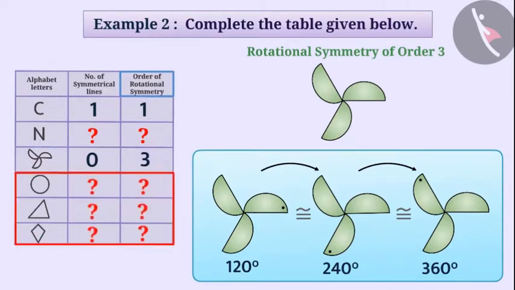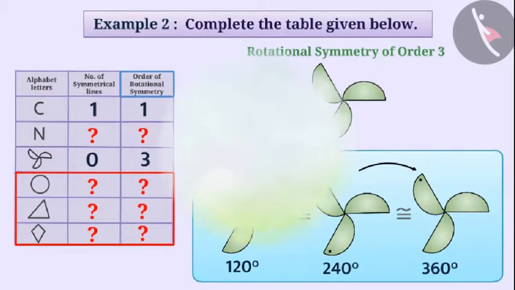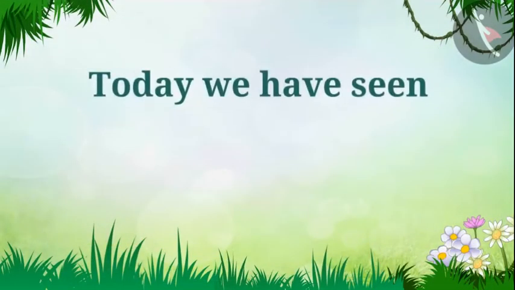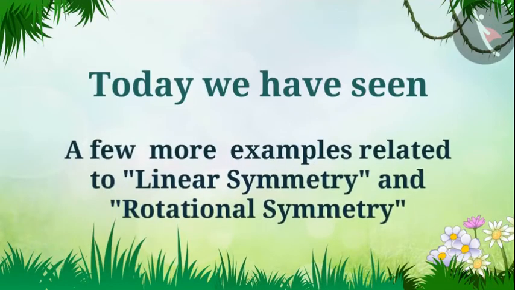Now complete the table yourself for all the given shapes. So today we have seen a few more examples related to linear symmetry and rotational symmetry.